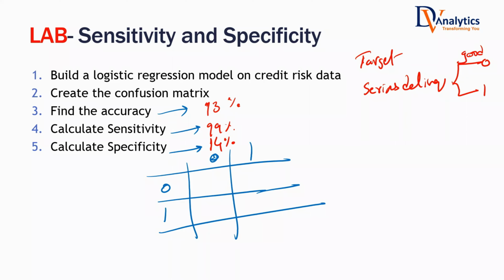Are you with me, everyone? Good customer. Somebody is not seriously delinquent, means he's a good customer, right? He's paying back everything. Serious delinquency 1 means he is actually seriously delinquent. That means he's a bad customer. Okay. Now this is good customer. This is bad customer. Now in this scenario, which one is very important for you?